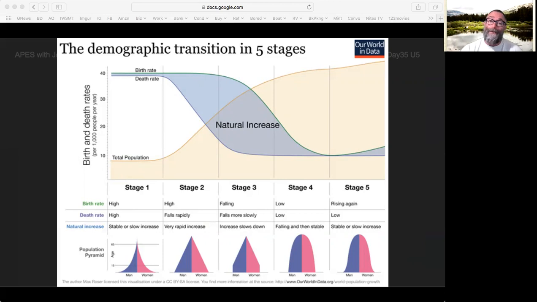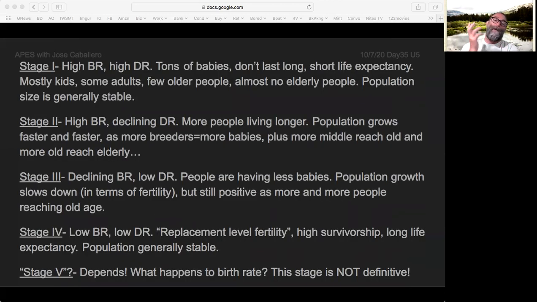You may want the following page also for your notes. Stage 1, high birth rate, high death rate, tons of babies that don't last very long. There's a short life expectancy. You should also add on this slide, I forgot, high infant mortality. So if you look around, you're going to see mostly kids with some adults. There are few older people and almost no elderly people. Population size is generally stable because both are high. There's a ton of people being born, but a ton of people dying. Birth and death rate are both high, so population tends to stay kind of flat.